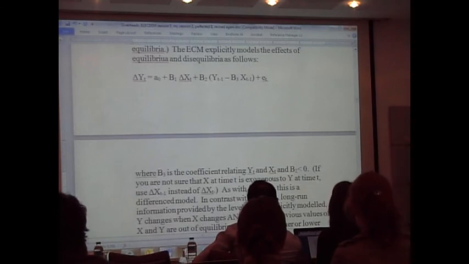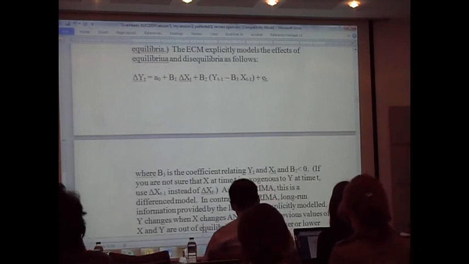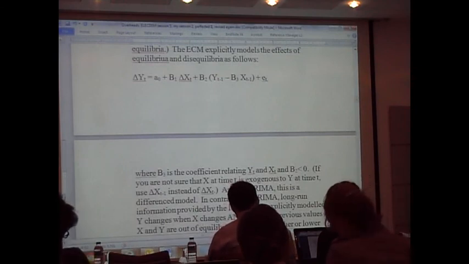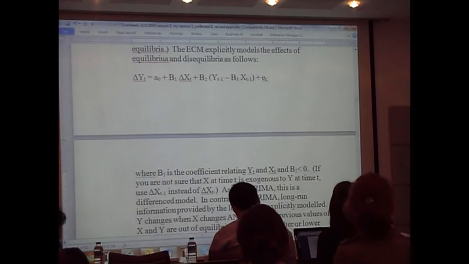You notice that they're the same variables. I pointed this out yesterday. On the right-hand side, you have x at t minus 1 and y at t minus 1. They're in a different form, but they're the same variables. Our suspicion is that B2 is negative, right? If y is higher than it should be, then it comes down. If it's lower than it should be, it comes up.